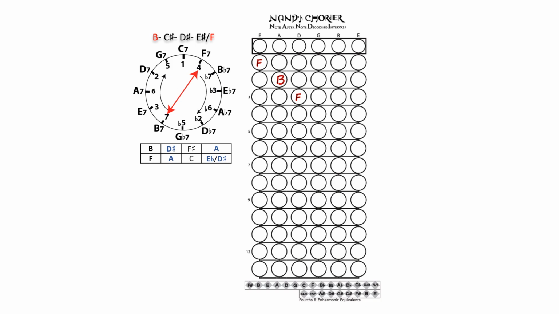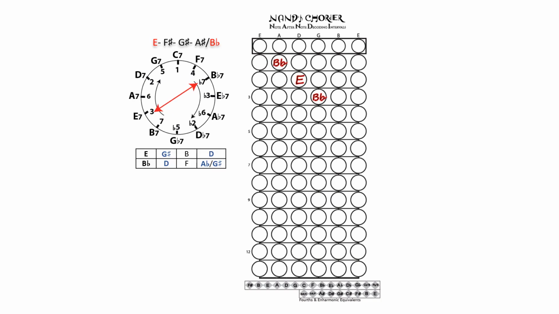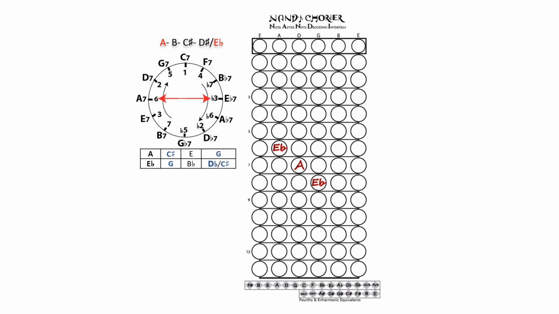The third and 7th chord tones, in B7, become the 7th and 3rd, in F7. On the fretboard, B and F are 1 fret apart on adjacent strings. The tritone substitute of E7 is B flat 7, sharing the tritone notes, G sharp, and D. A7 and its sub-5, E flat 7, share the tritones, C sharp, and G.